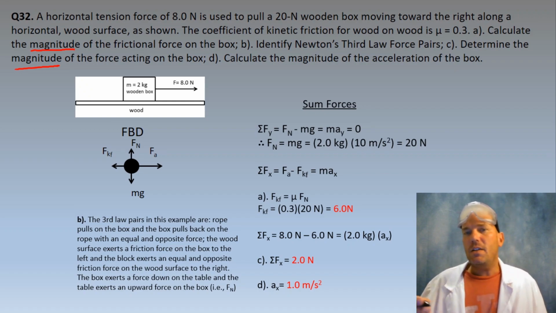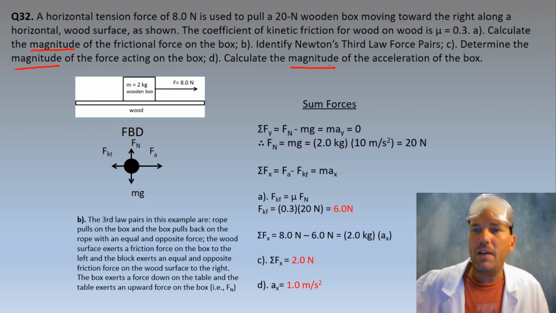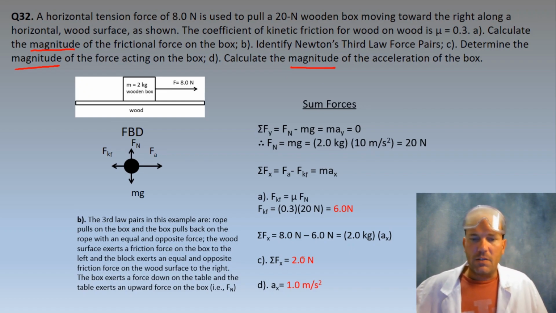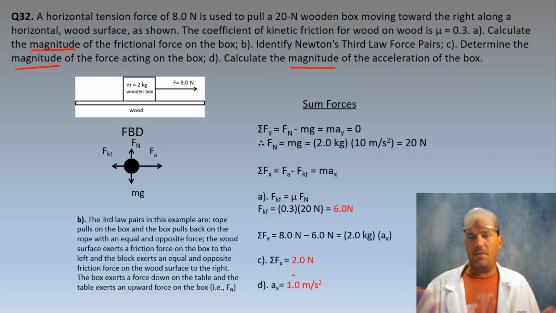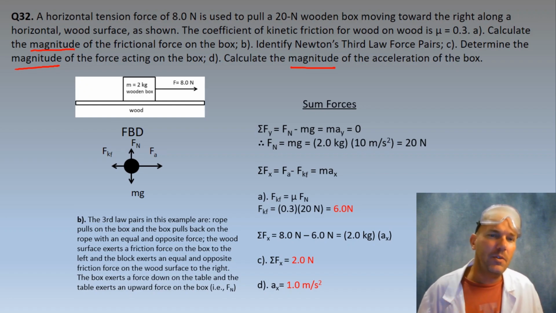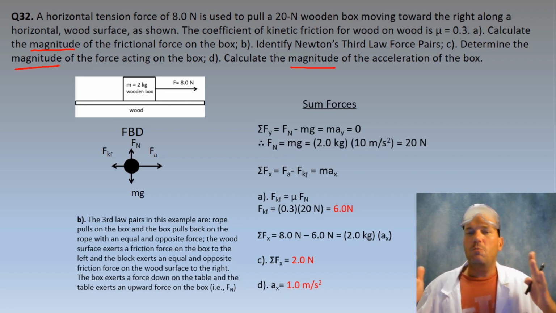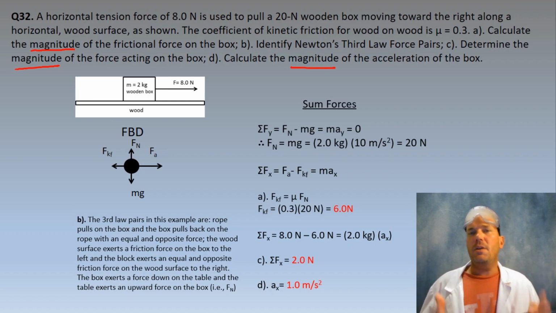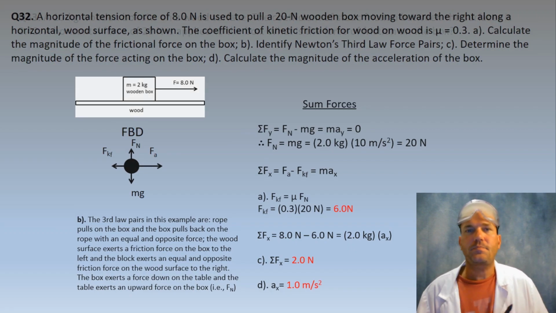Part D, calculate the magnitude of the acceleration of the box. So now we can simply use this equation and the fact that we know what the net force is, and we can find the acceleration of the box is 1.0 meters per second squared.